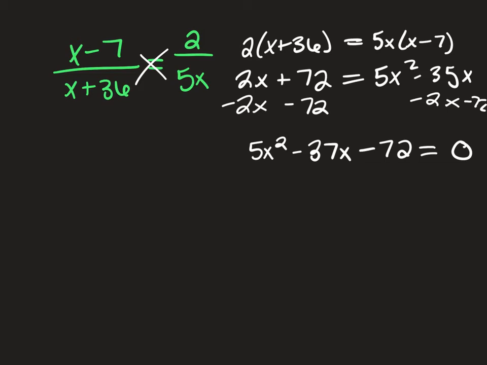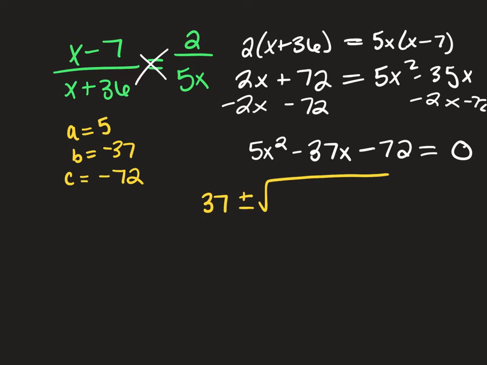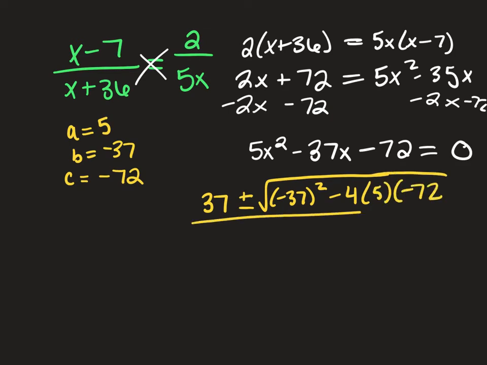So I don't know about you guys, but my first instinct is to do the quadratic formula for this one. Because you're going to have really large numbers to factor with, which is a pain. So, for the quadratic formula, we know that A would be what? 5. B would be negative 37. And C is negative 72. So, it's negative B plus or minus the square root of b squared minus 4 times a times c, all divided by 2a. So, that's fun.